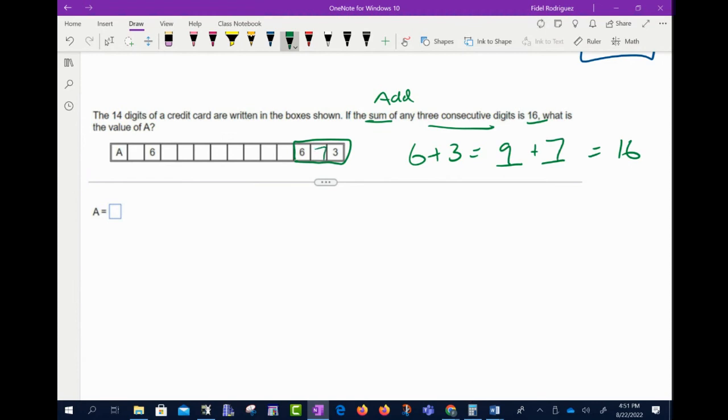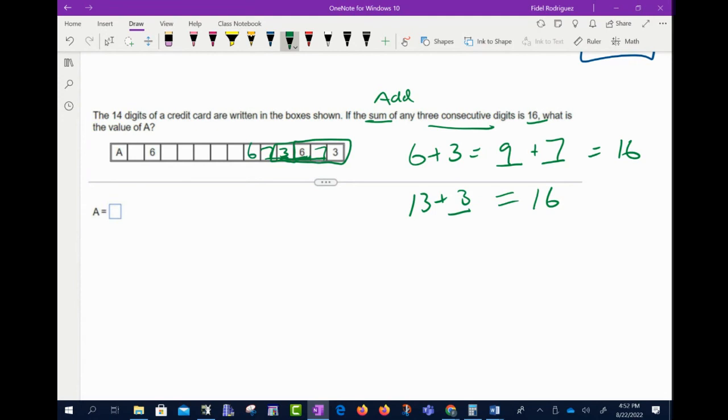Okay. Now, same thing is going to happen if I go over here. Well, what's 6 and 7? 6 and 7 is 13. How much do I have to add to 13 to get to 16? I got to add a 3. Okay. Well, we're going to do the same thing here. If this is a 3 and a 6, that's 9, that has to be a 7, right? And if this is 10, that has to be a 6.